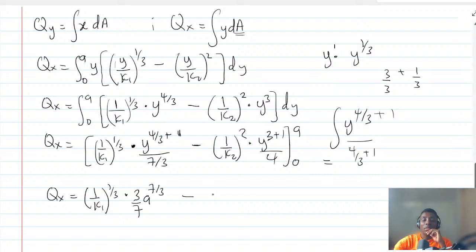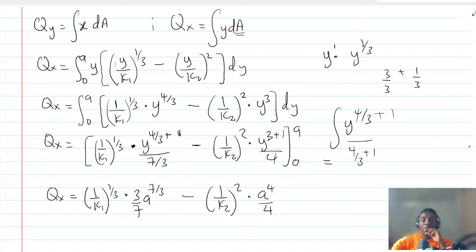Minus 1 over k2 squared multiplied by a to the 4 divided by 4. So actually this is what you get.